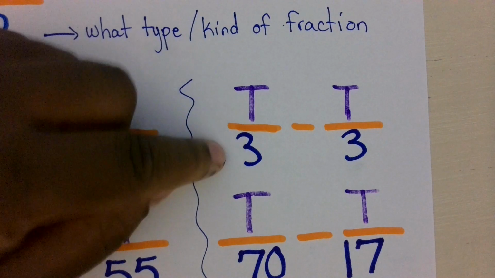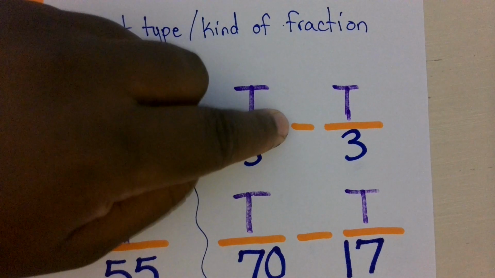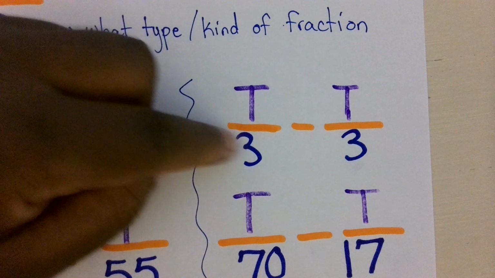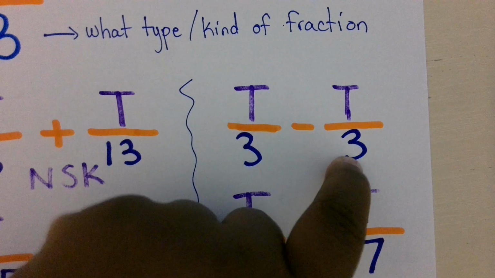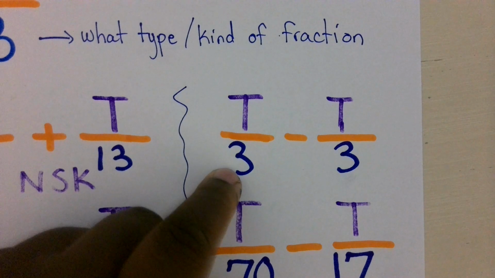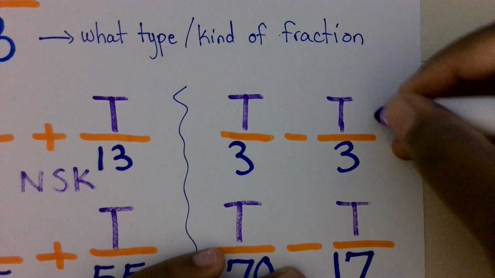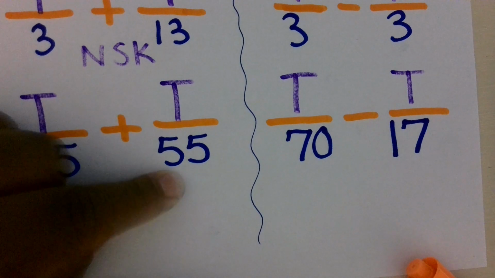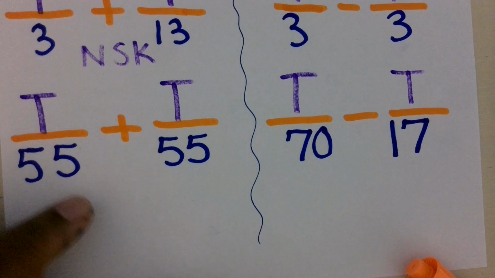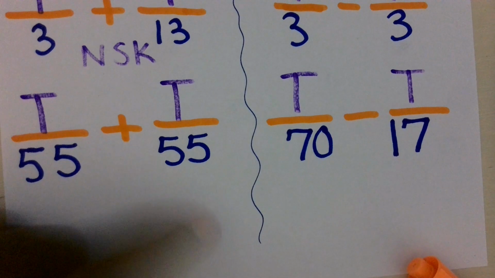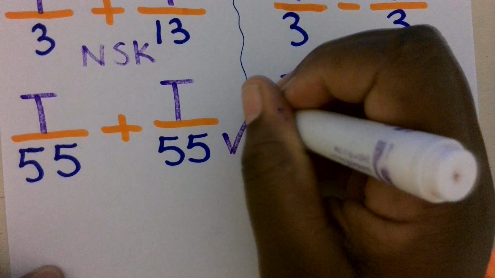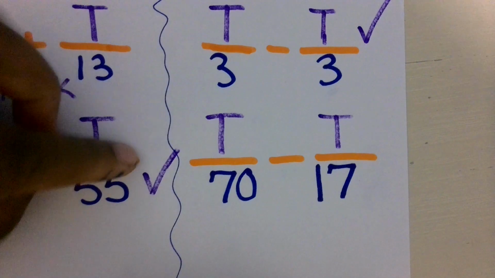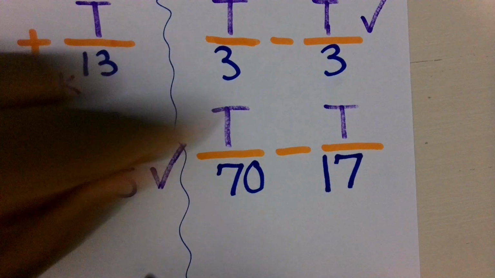Here, I have some number of thirds, and I want to subtract some number of thirds. I can subtract thirds from thirds. I can do this problem in one step. Here I have 55ths plus 55ths. I want to take some 55ths and add more 55ths to them. I can do this problem in one step.